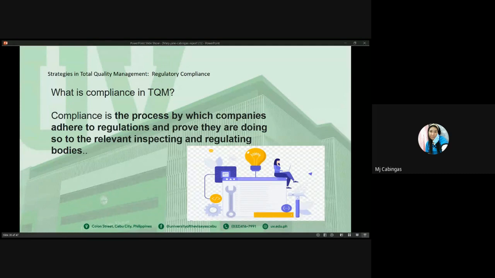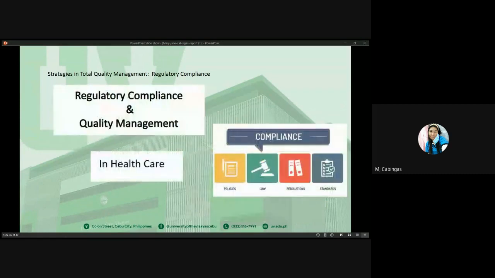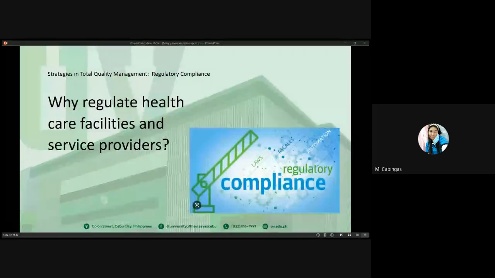So here, regulatory compliance and quality management in healthcare. So in compliance, it abides by, of course, hospital policy, laws, regulations, and of course, the standards.